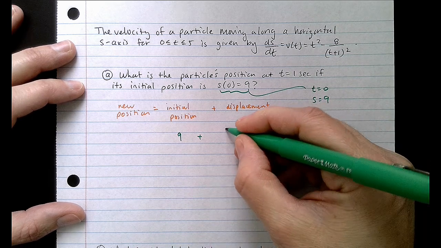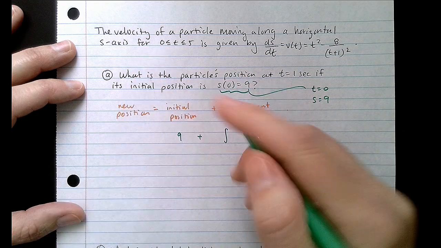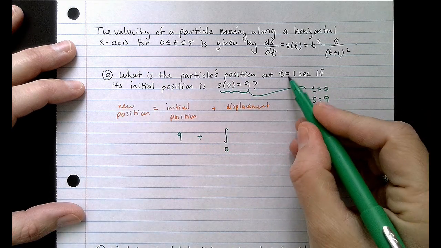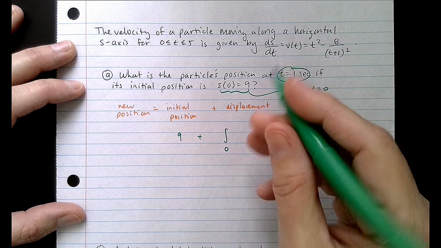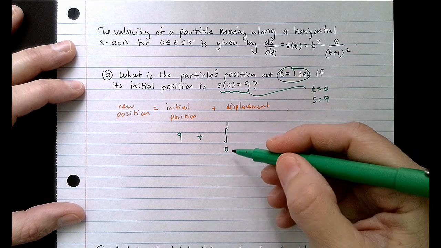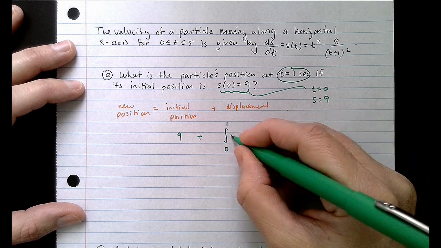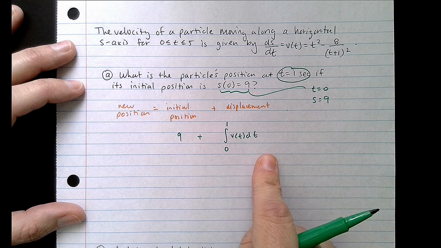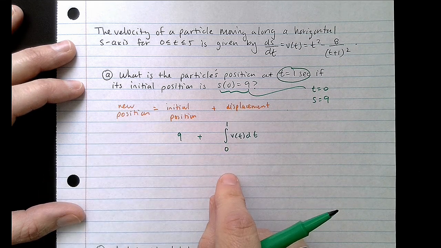So we know it's going to be an integral. Now when does it start? Well, it's going to start at 0, but when is it ending? It's going to end at 1 because it's asking at this moment of 1. So we need to add up all of the change from 0 to 1 under our curve. So this expression will give us the new position we need.